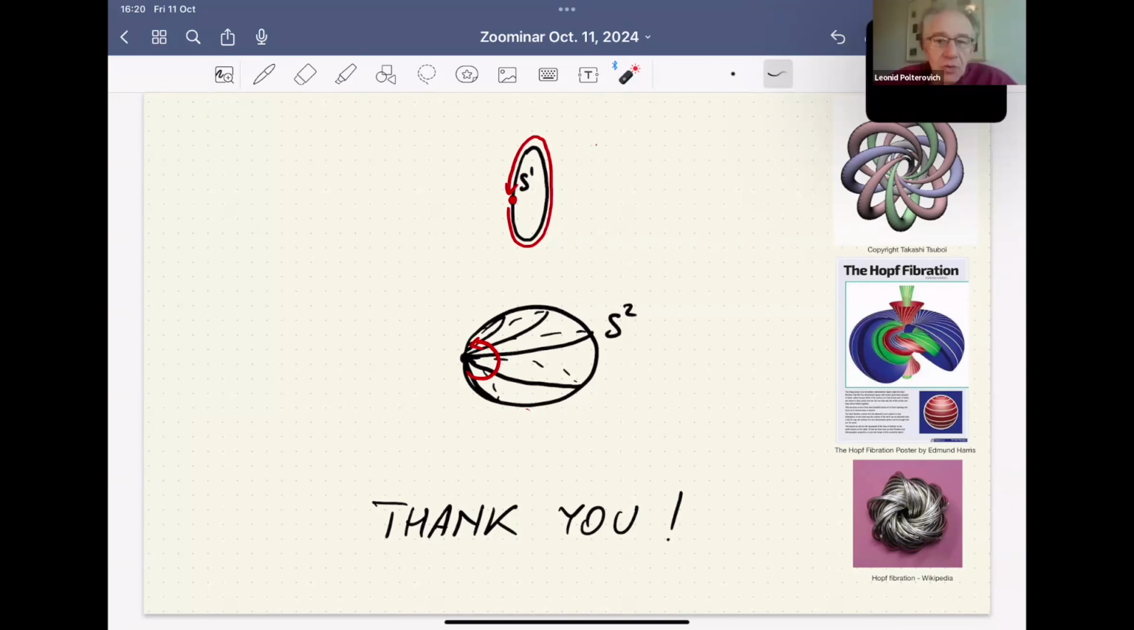May I ask, what happens in the K(pi,1) case? Honestly, I don't know, Leonid. For example, I do not know what's happening for the cotangent bundle of a genus 2 surface. I don't know.